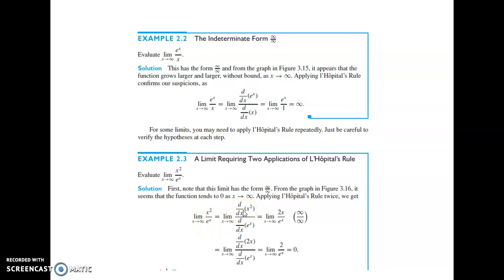I put x is equal to infinity, you get infinity by infinity. So I differentiate. So I get this 2x by this. So now you put x is equal to infinity. Again you get infinity by infinity. So again I will use the L'Hopital's rule.